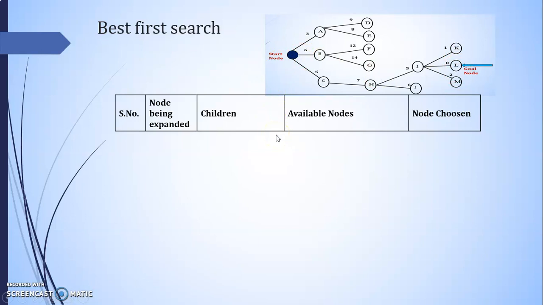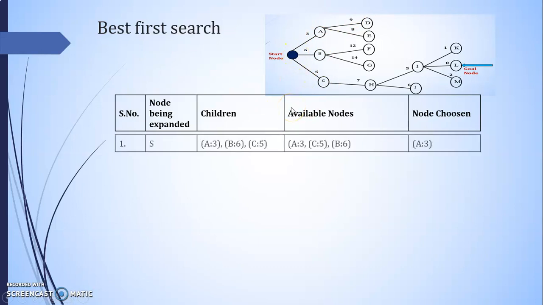So what do we have to do? We generate all successors of this start node. Okay, so there are 3 successors A, B and C with costs of 3, 6 and 5. So put its children A, B and C in the list. Then sort them according to their cost. So A has minimum cost 3, then C with 5 and B with 6. So choose the minimum cost, or most promising node, that is A with 3, for the expansion.